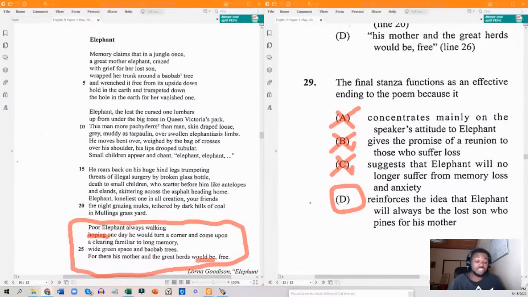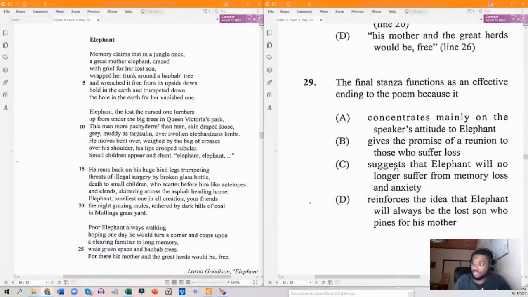If you guys can show me a promise right now in the chat, I'll take back my answer. I will switch my answer if you can show me a promise. If you can show me where the poem suggests that the elephant or anybody else who suffers loss will find that reunion, show it to me, because I don't see it. I only see somebody hoping for a reunion. I see someone just hoping and praying, pining. That's what I see. This is a tough question, guys. Very tough question.